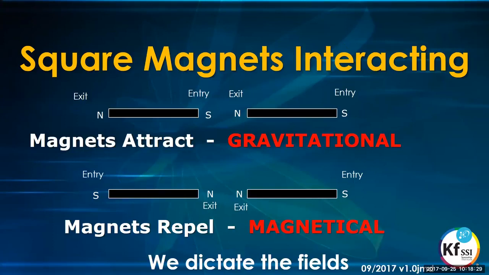When you have the same polarity at the bottom there, north and north, the magnets will repel each other and push each other away. And that's what we all term as magnetical. But it is only in the square magnets that we get these essentially two directions.